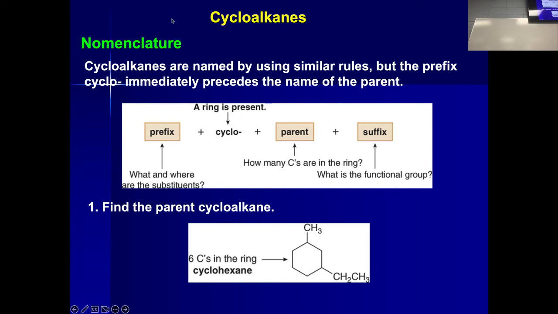Very important group of molecules. Very easy to do. You just put the word cyclo in front of the parent. So since I have 6 carbons here, this is cyclohexane. Okay? Does it have the same molecular formula as hexane? No. What is the difference? The number of hydrogens. Each carbon only has 2 hydrogens, so it's CnH2n. Whereas for an acyclic alkane, it's 2n plus 2, right?